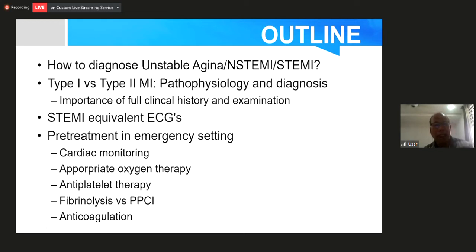Next we will discuss STEMI equivalent. And then briefly, probably we will discuss the treatment in the emergency setting. Next.